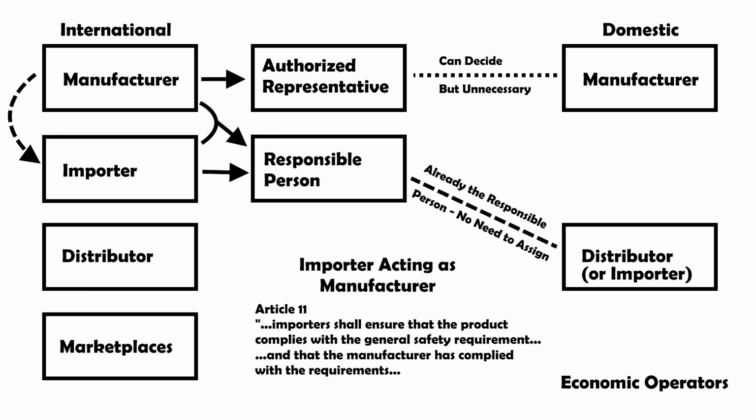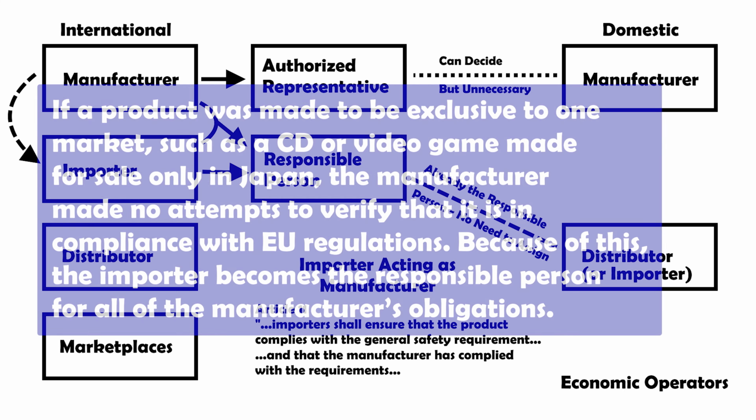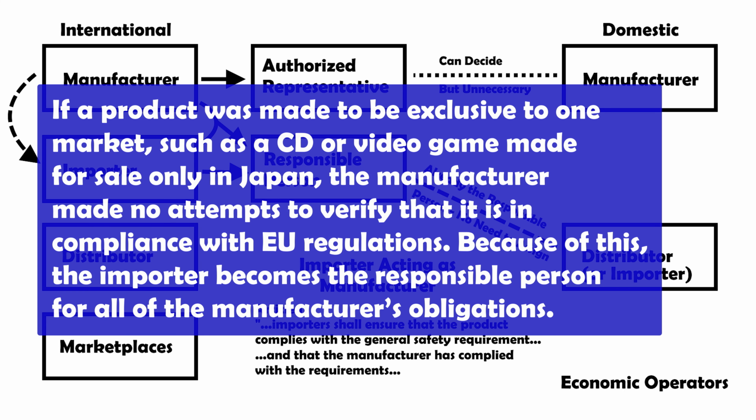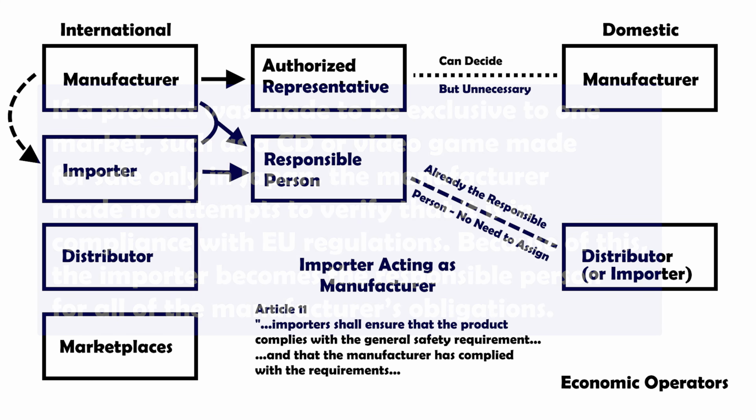To describe this with a few more details, if a product was made to be exclusive to one market, such as a CD or video game made for sale only in Japan, the manufacturer made no attempts to verify that it is in compliance with EU regulations. Because of this, the importer becomes the responsible person for all of the manufacturer's obligations. Details on how to abide by the GPSR in this instance will be covered in another video.